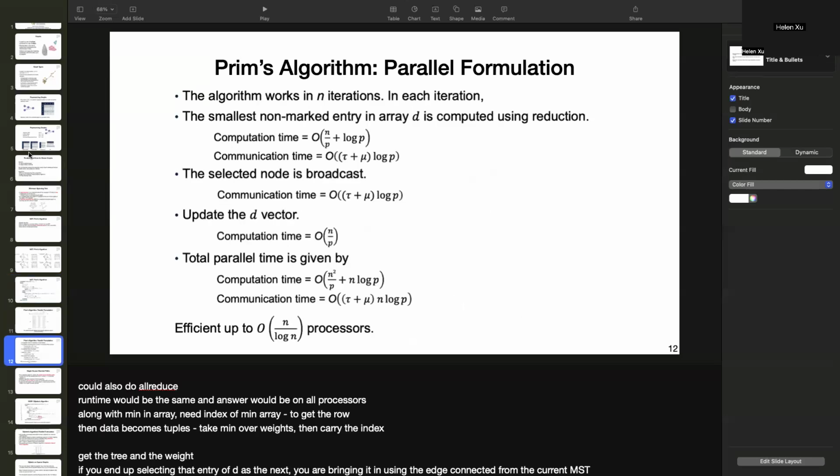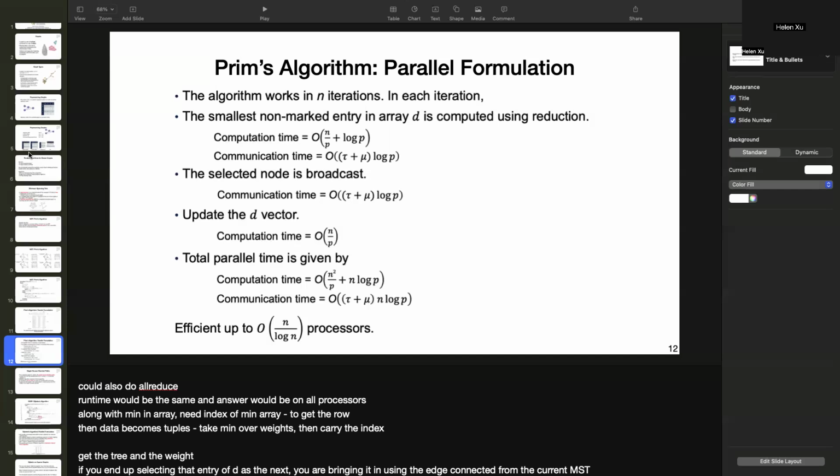And then this is the analysis. There are n outer loop iterations. Each iteration has computation time n over p plus log p. First, the initial step is to do a reduction to find the smallest element outside of your MST. The next step is a broadcast, because once you select a node that goes into your MST, all other processors have to know about it. Then you have to update the distance vector, which can be done in parallel, also in n over p. The total time is you add these all up and multiply by n, which is the total number of outer loop iterations.